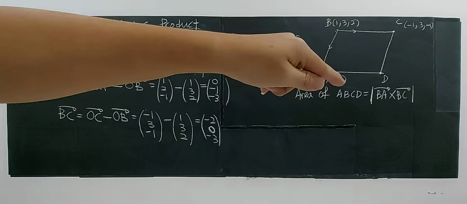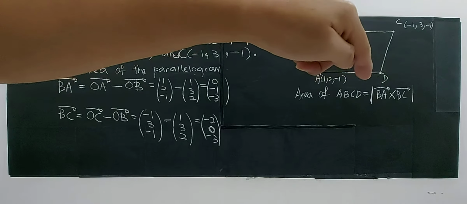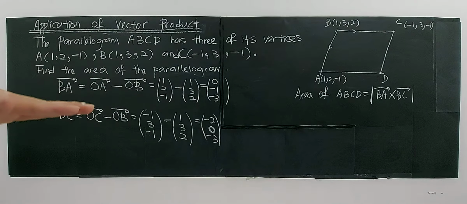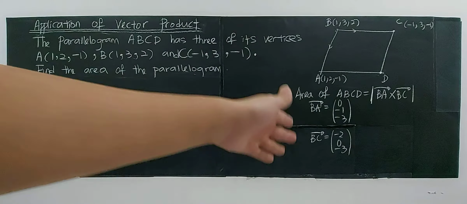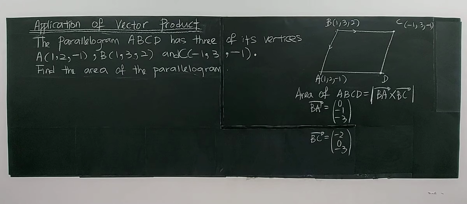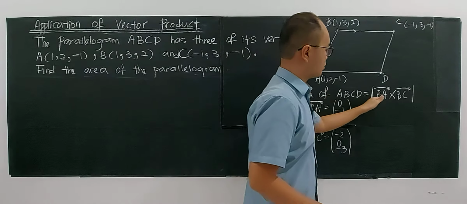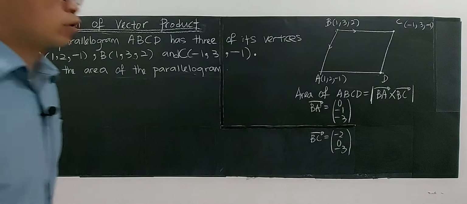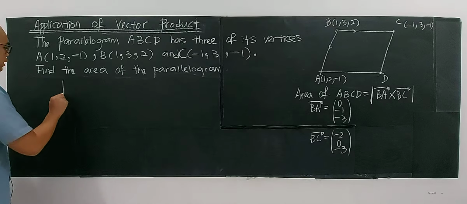So the next step, you know this is the formula, you need to do the cross product. Now you have to take BA cross BC, right? Alright, I have already found the vector BA and BC. So let's find the cross product. Following the formula, the area of parallelogram ABCD is the magnitude of BA cross BC. So let's find the cross product, okay?